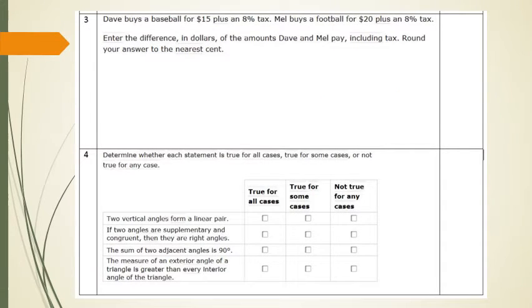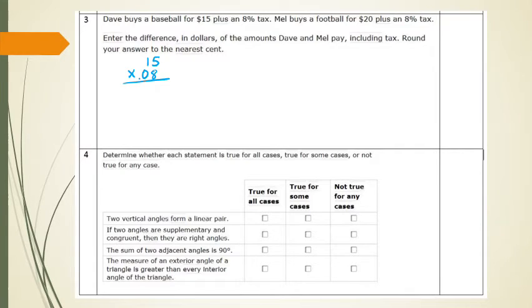Dave buys a baseball for $15 plus an 8% tax. Mel buys a football for $20 plus an 8% tax. Enter the difference in dollars of the amounts Dave and Mel pay, including tax. Round your answer to the nearest cent. So let's take a look at how much each person is going to pay. So Dave is going to pay $15 plus an 8% tax. And so I've got a couple of options. I could find 8% of 15.